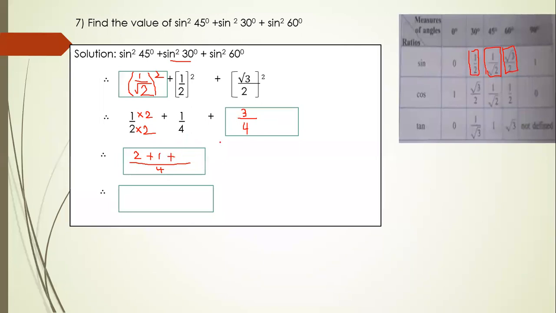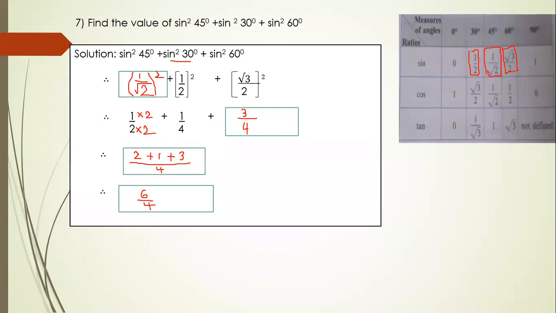Then we have 3. Okay. So you have to keep in mind that you have to add the numerators. Denominator you take as common, means write only one time. Now, let us add 2 plus 1 is 3. 3 plus 3 is 6, right? So in the next box, we will write 6 upon 4.